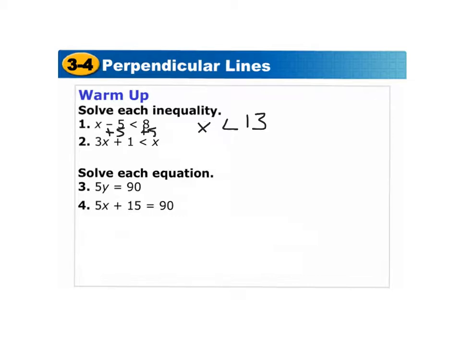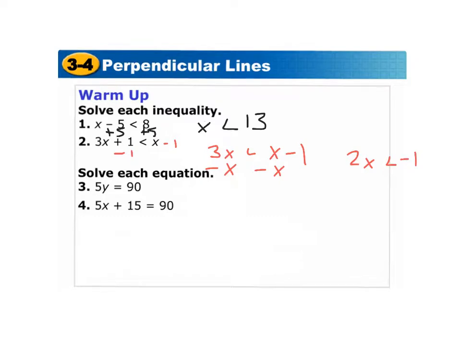So we could subtract 3x. It would be easier though to subtract 1 first. So we have 3x is less than x minus 1. And then we can subtract x from both sides. And we get 2x is less than negative 1.